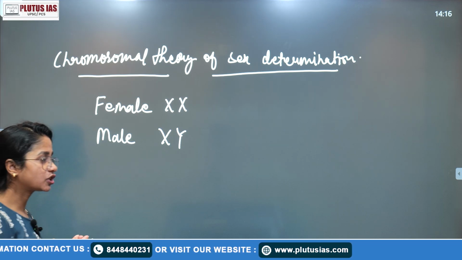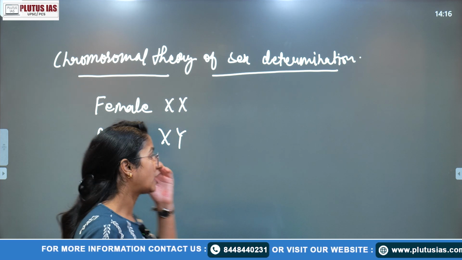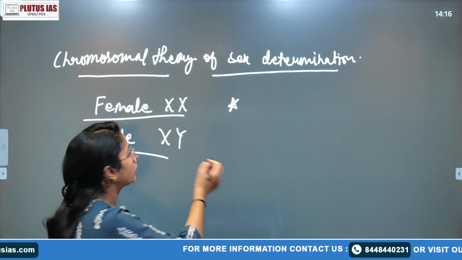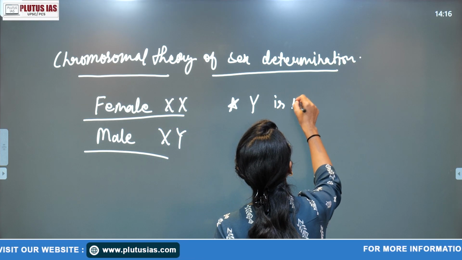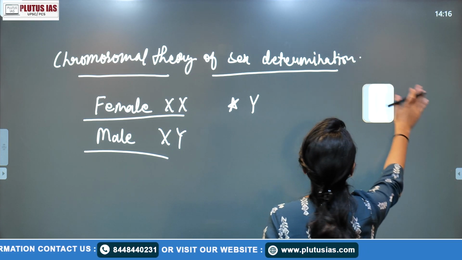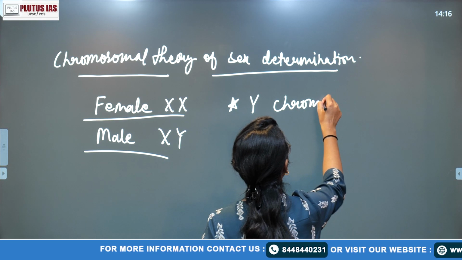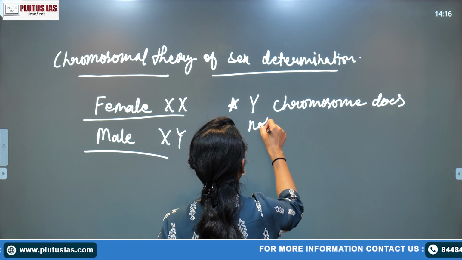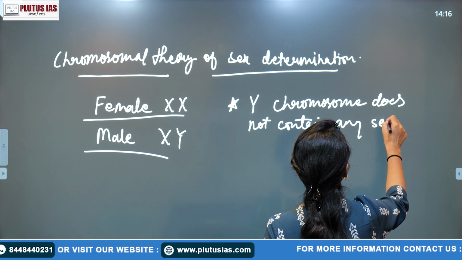Okay, so what is the difference between sex determination in human and sex determination in Drosophila? When we talk about this, of course I can tell you the key point here: unlike in human, the Y chromosome does not contain any sex determining factor.